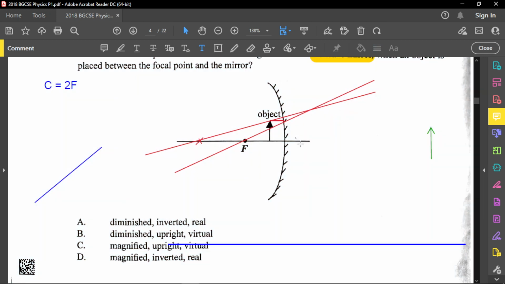Those 2 lines are all I need to determine where my image will form, and my image will form where the 2 lines intersect. So my image should be right here, somewhere there. My line may not be 100% perfect, but it should be somewhere right there. And notice the image-object relationship. The image is larger than the object, which means that the image was magnified. It is also erect, which means upright, and it's virtual because it's behind the mirror. My third line right here was an optional line. I did not need to draw that line.